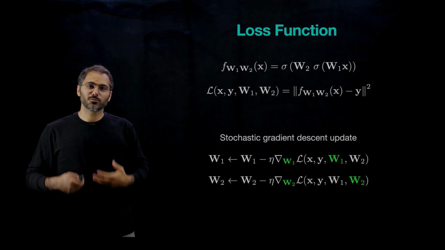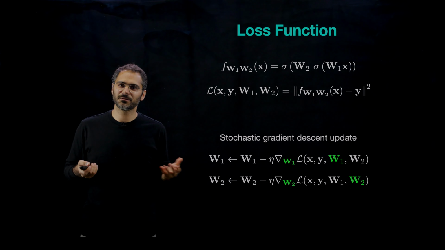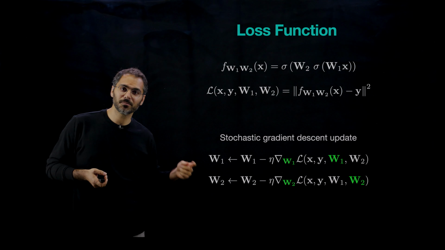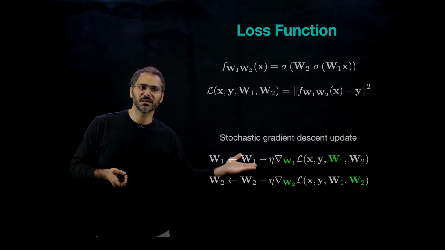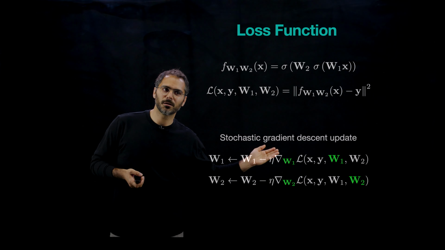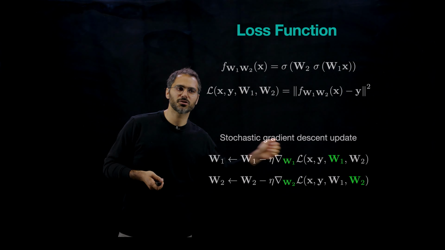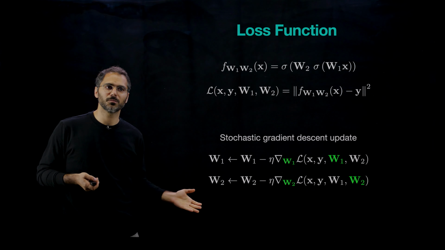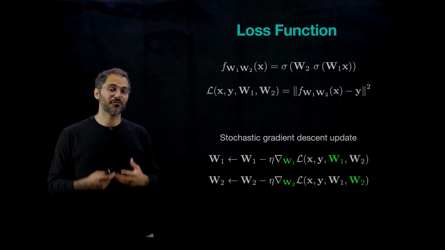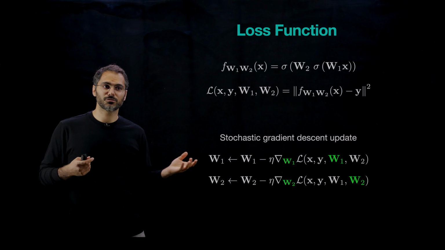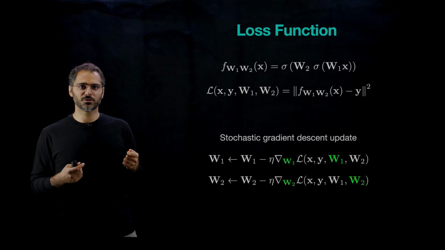Now we take this loss and we apply stochastic gradient descent to it. To do that, we need to calculate the gradient. So the stochastic gradient descent update steps will look something like this. W1 is updated to be W1 minus the step size times the gradient with respect to W1 of the loss. And the same thing with respect to W2. And remember, these W1 and W2 are matrices made of fitting parameters, and we're trying to find the best parameters using stochastic gradient descent.